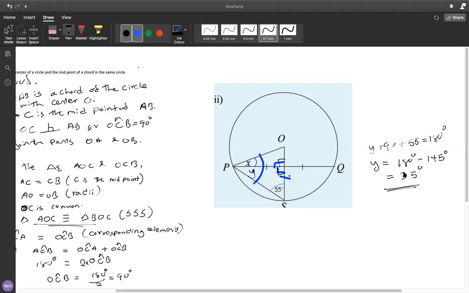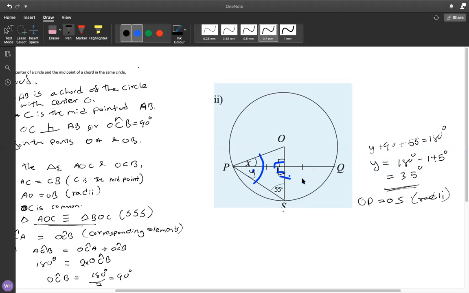Okay, good. Then OP equals OS. Do you know that? What is the reason? Radii. OP equals OS, right? Yes, the radius of the same circle.